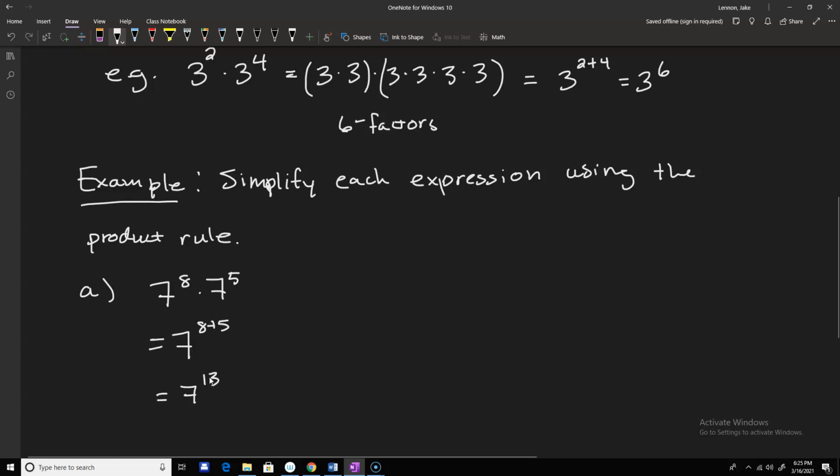Now, you could put that in your calculator and get some huge number, but I just want to write everything in terms of simplified exponents. 7 to the 13th is going to be some gigantic number, and on the online homework it's set up the same way.